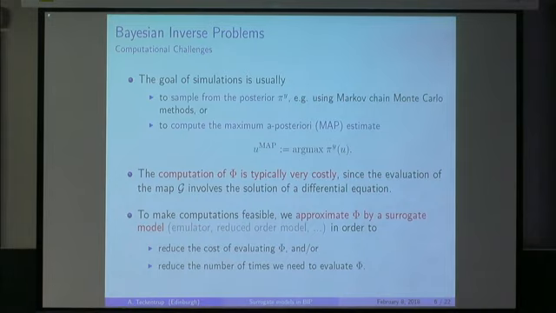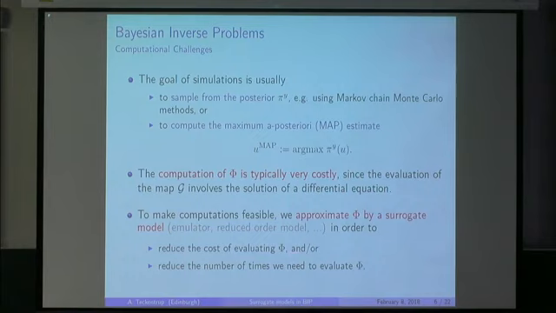Okay? So to make these computations feasible, you have to make some approximations. In particular, what we're going to do is approximate our log likelihood phi by a surrogate model, to reduce the cost of evaluating phi, and in some cases, for some surrogate models, you actually also reduce the number of times that you need to evaluate your function phi. Okay, so that's the plan.